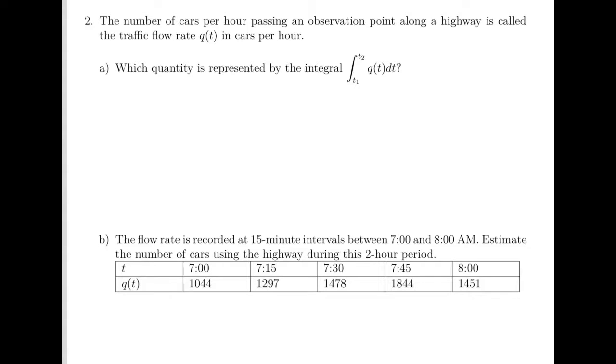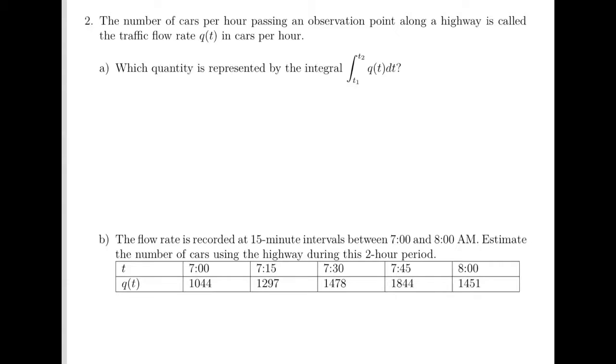The number of cars per hour passing an observation point along a highway is called the traffic flow rate, Q of t, in cars per hour. So Q of t is how many cars are passing a certain point along a highway per hour at any given time. Which quantity is represented by the integral from t1 to t2 of Q of t dt?